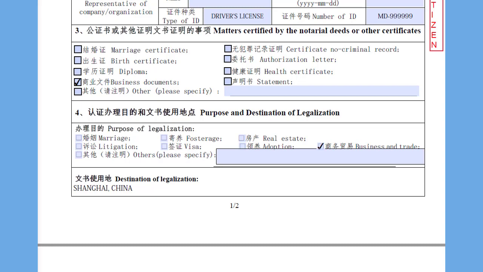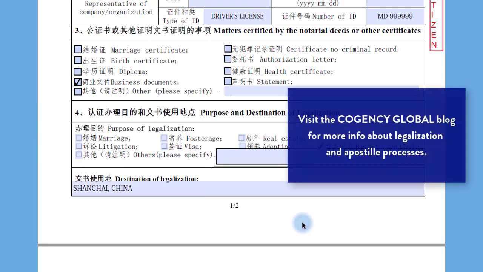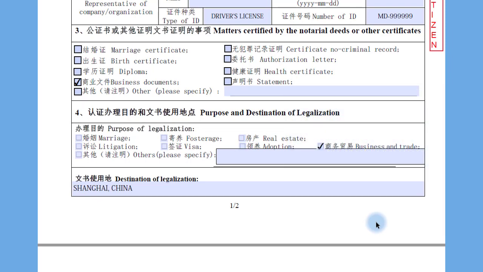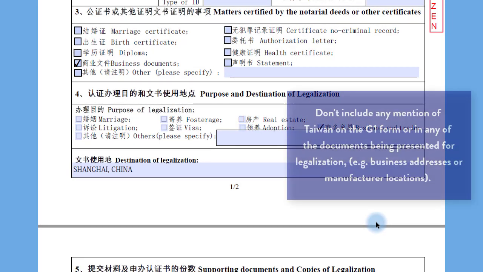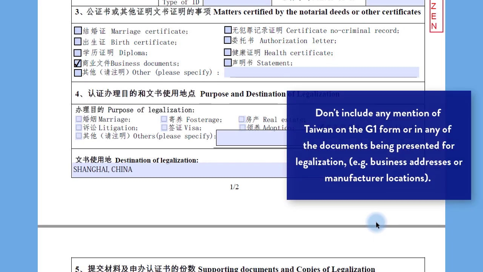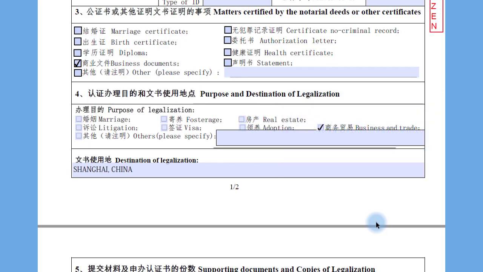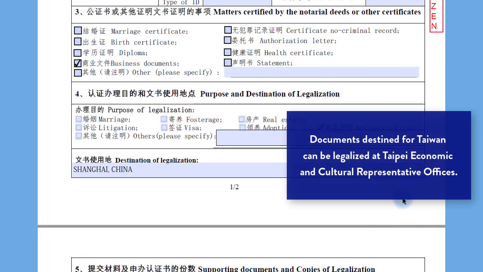Now remember, for Hong Kong and Macau, we would not be filling out this form. They would get an apostille, which is a much simpler process. Another thing you want to make sure you never put on a G1 form or have anywhere in your documents when you're presenting it for legalization is Taiwan. The People's Republic of China does not recognize Taiwan, and they will reject any request for authentication that includes a reference to Taiwan.